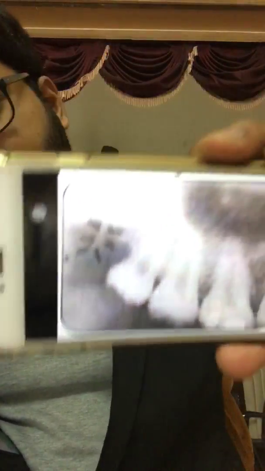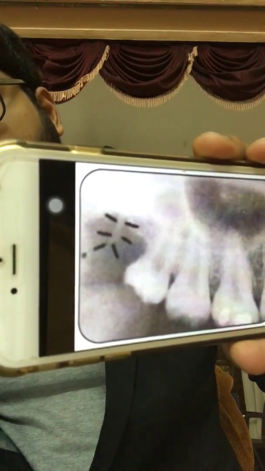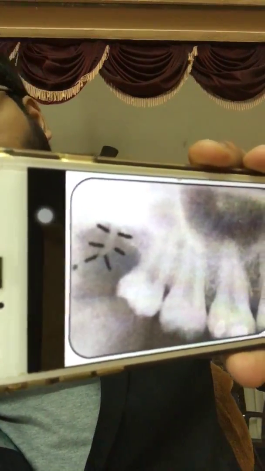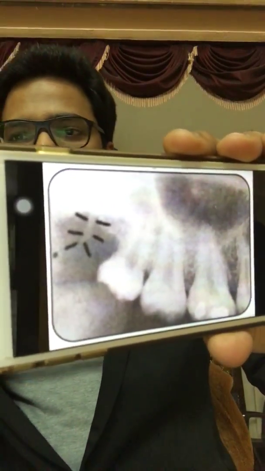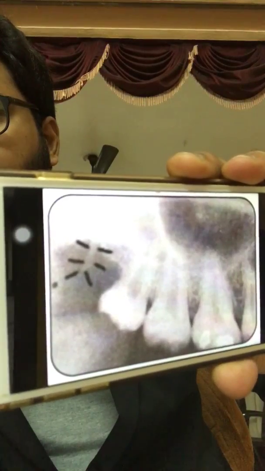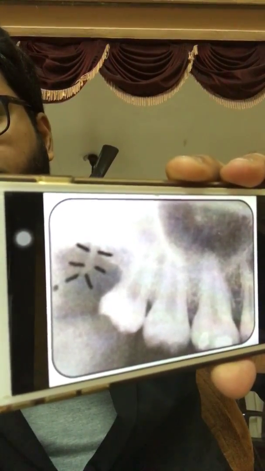So Hamulus, also known as Hamular process, is a small hook-like projection of bone extending from the medial pterygoid plate of the sphenoid bone. It is located posterior to the maxillary tuberosity area. Bingo. So a Hamulus or Hamular process is a small hook-like projection of bone extending from the medial pterygoid plate of the sphenoid bone, located posterior to the maxillary tuberosity area. Right? I hope it's clear now. Anyways, well tried, Neetu and Preeti.